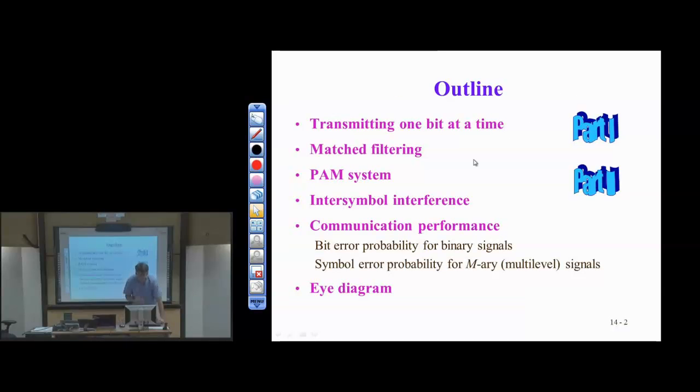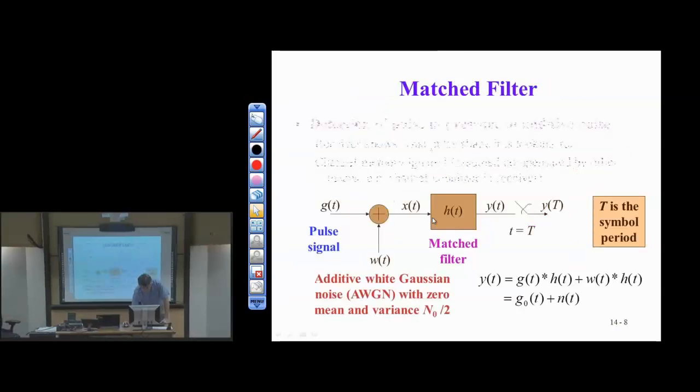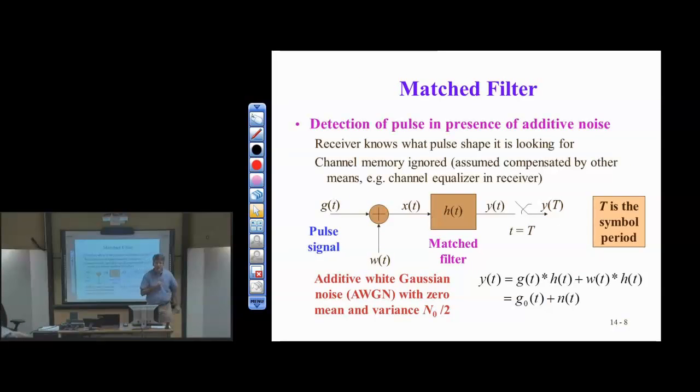So last time we covered transmitting 1 bit at a time and a little bit about 2 PM systems, transmitter and receiver. Today's match filtering for part 2, and then we'll have a part 3 and 4 for the remainder of this: intersymbol interference, closed form formulas for probability of bit error given SNR, and eye diagrams. All right, so let's move on to part 2. Part 2 left off here on part 1, which was the match filter.